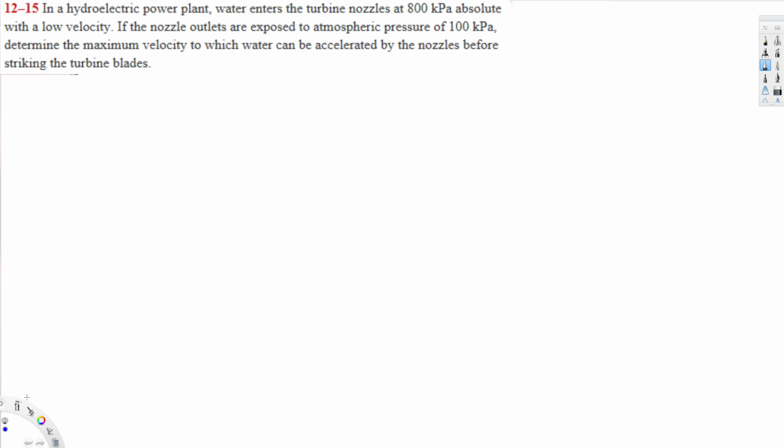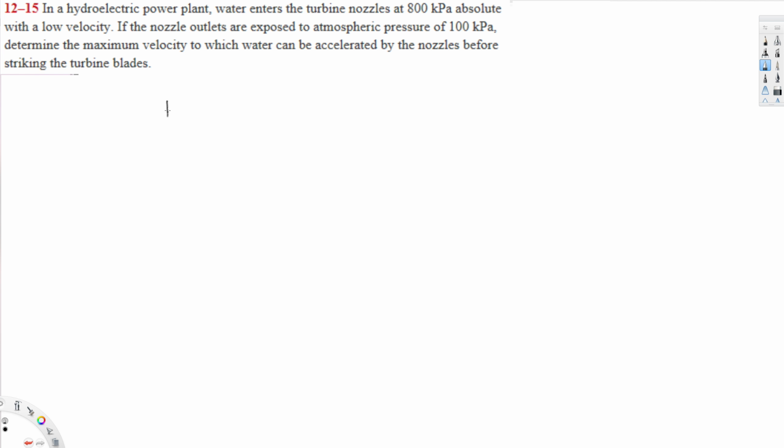Let's do this problem right here. The question is asking, in a hydroelectric power plant, water enters the turbine nozzle at 800 kilopascal, absolute, with low velocity. If the nozzle outlets are exposed to atmospheric pressure of 100 kilopascal, determine the maximum velocity to which water can be accelerated by the nozzles before striking the turbine blades. Let's see how we can do this.